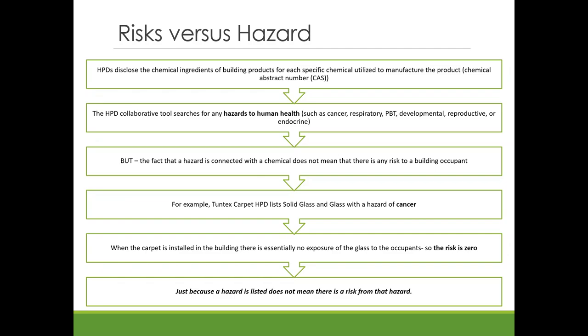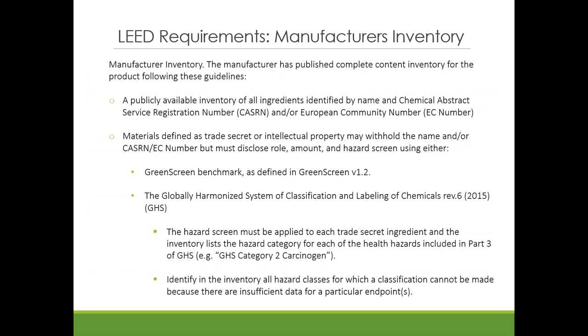For manufacturers' inventories, I do want to talk about them because they're kind of new, and there's been a lot of questions about how these things are done and what they disclose. Basically, what LEED requires is that for manufacturers that create a manufacturer's inventory, they're going to basically provide a publicly available inventory of all ingredients that are publicly disclosed. That would include Chemical Abstract Service numbers, CAS numbers, or European Community numbers, EC numbers.